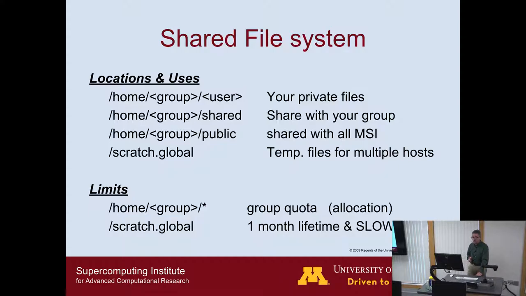The namespace looks like this, where it's very uniform across all user accounts. They're all under home. Then the next tier is the group that you're in. This will be the name of the group. And then for home directories, there'll be several directories underneath the group directory. You'll always have your own home directory, and that'll be your username for the name of the directory there. There will be both a shared and public directory that's also under the group account.